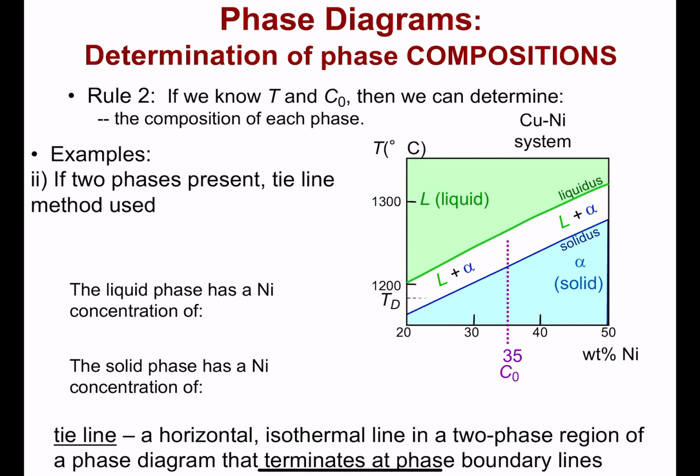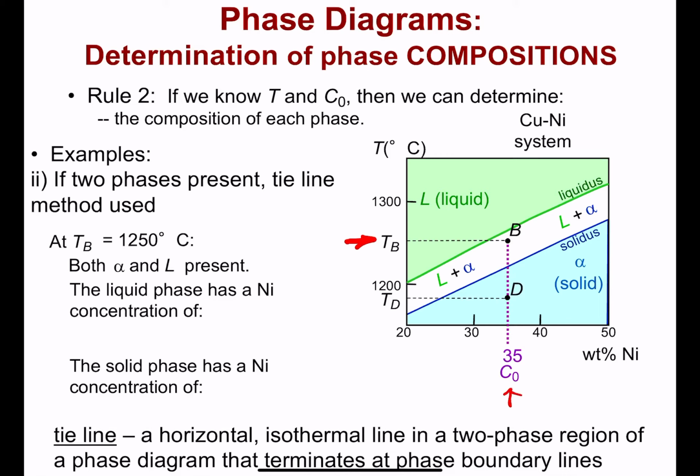What else can we do for the area in between those two easier spots? That is the area that is heterogeneous and represented by both liquid and alpha phase. So there are two phases present in this phase field. Let's consider point B, represented by coordinates T B and, of course, C naught of that same 35 weight percent overall nickel content.